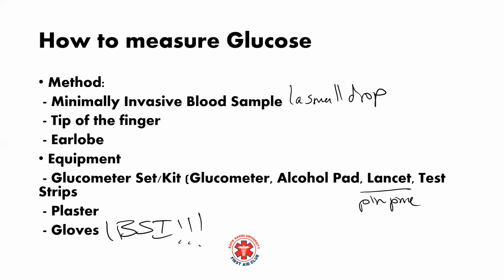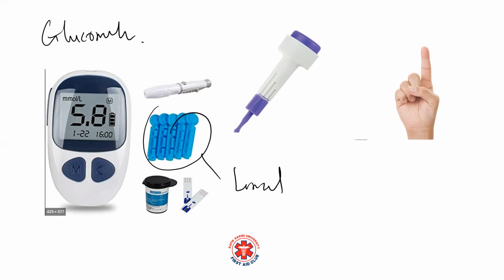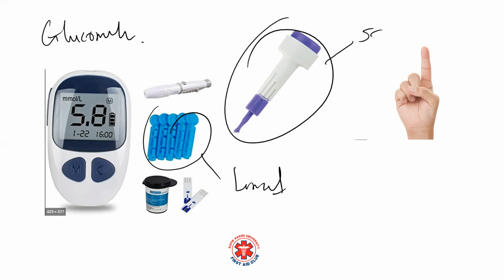Don't forget the BSI. How to measure it? So this is what we have. This is the glucometer. These are the lancets. This is a safety lancet.